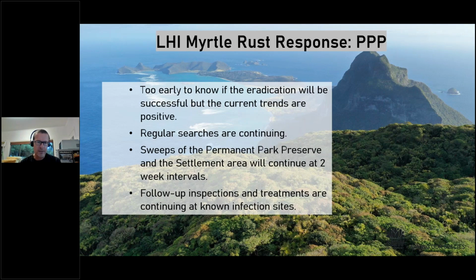So while it's quite early days at the moment, it's too early to know if the eradication will be successful, but the trends are really positive. Infections have been limited to a small number of plants, and more importantly, the spore load has been kept really low. And for some plants and some sites, only a handful of branches or leaves were found infected. So getting onto it and containing that infection so quickly, I think, has set them up to hopefully be on that eradication trajectory for the work over there.